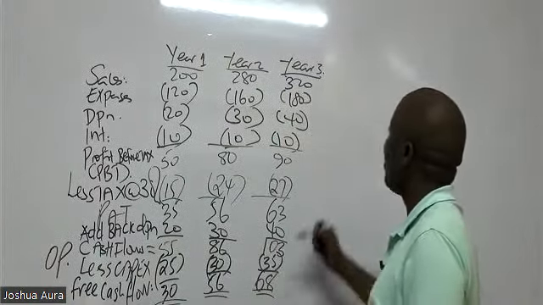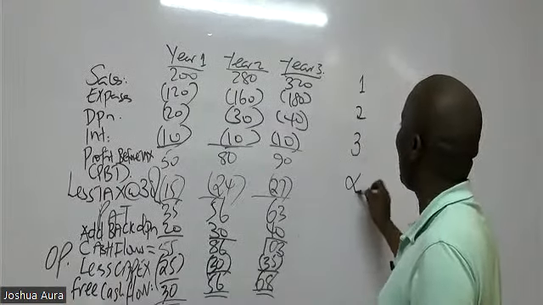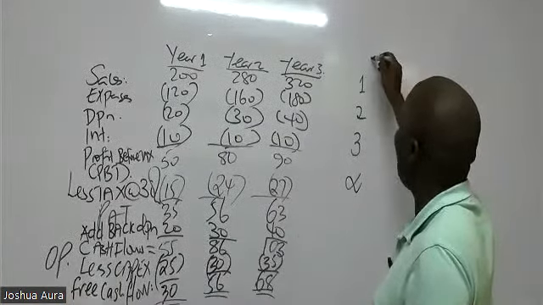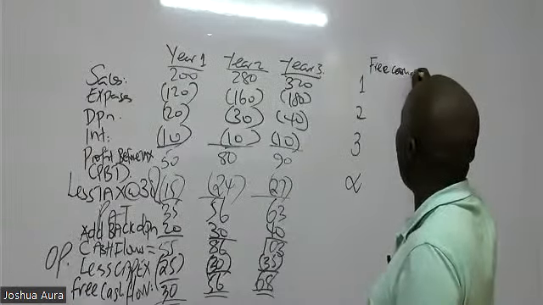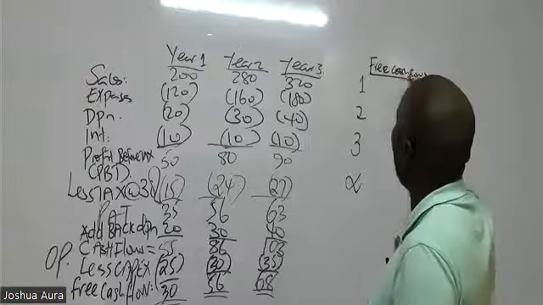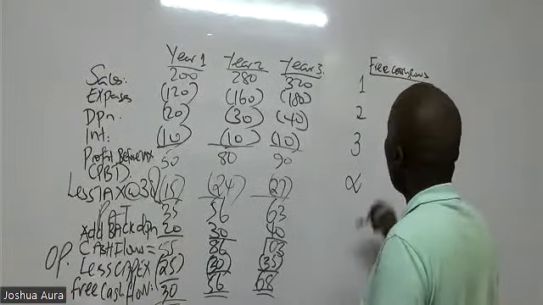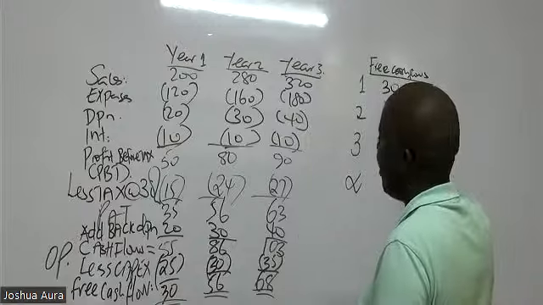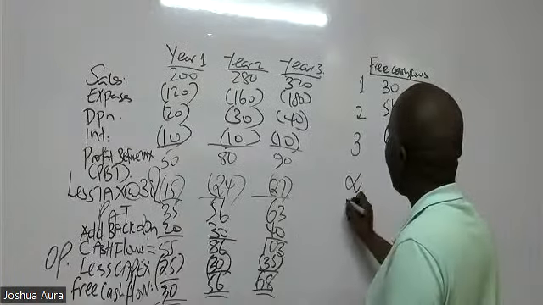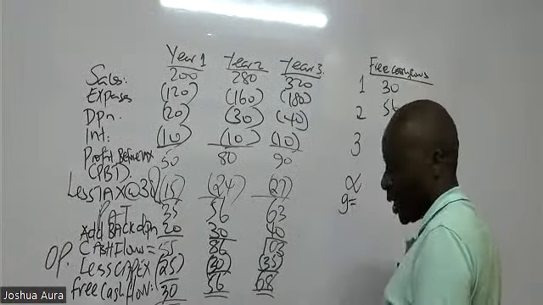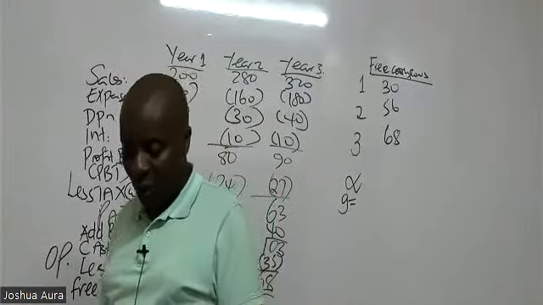Then you come and stop, and say year 1, year 2, year 3, and there is infinity. Now, free cash flows are the ones we use for valuation purposes. For valuing target companies, we shall be using free cash flows. So we have 30, 56, and then we have 68. And then these guys have given us growth rate into perpetuity.